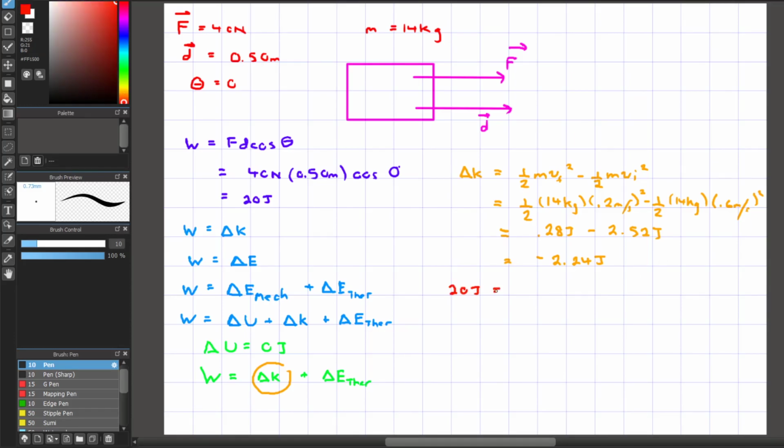Since we know the work done, and we also know the change in kinetic energy, with those two values we can go ahead and find the change in thermal energy. Using those values, the change in thermal energy is going to be 22.24 joules. Though energy is put into the system through work, more of it is lost to thermal energy.